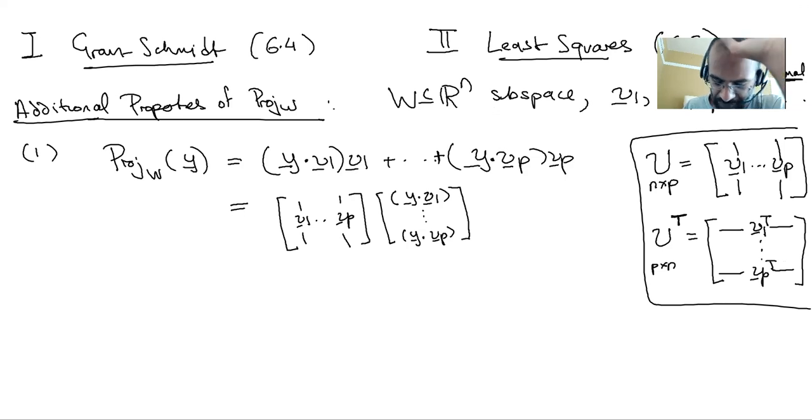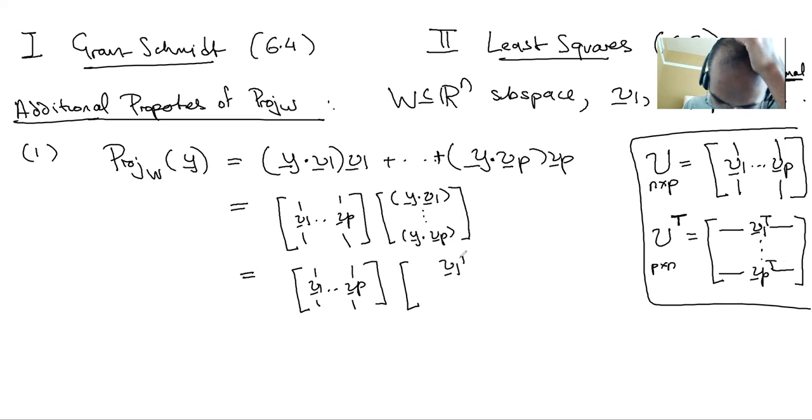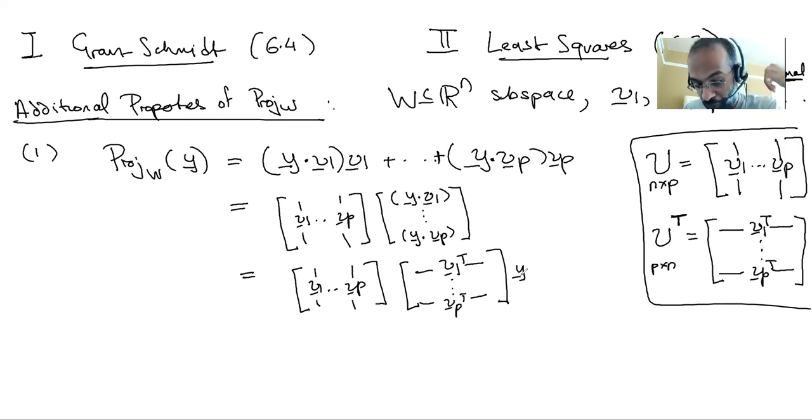And now remember, dot products are just multiplication by transpose. So you can actually write this as this matrix U1 through UP times this matrix with the rows being U1 transpose through UP transpose times the vector Y. So I'm using both interpretations of matrix vector product here. One is the linear combinations interpretation, and the other is the high school interpretation, where it's just dot products of the rows. And so actually this tells me that this is just equal to U times U transpose times Y. So that's the matrix formula for orthogonal projection.